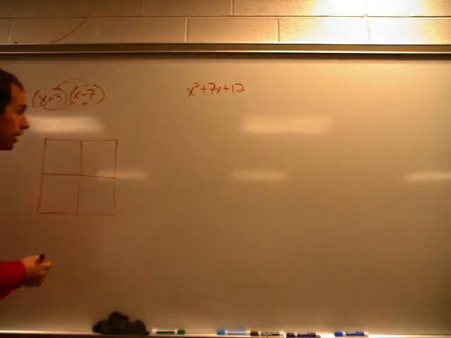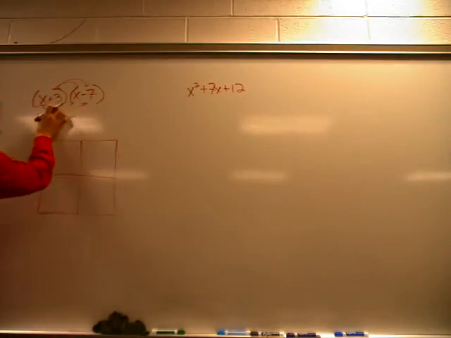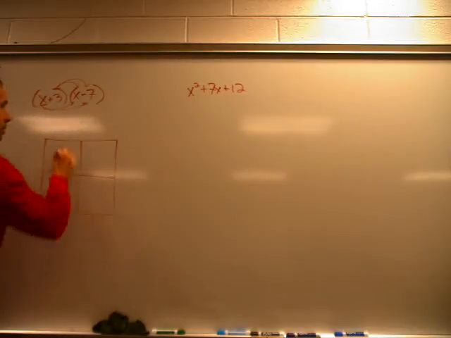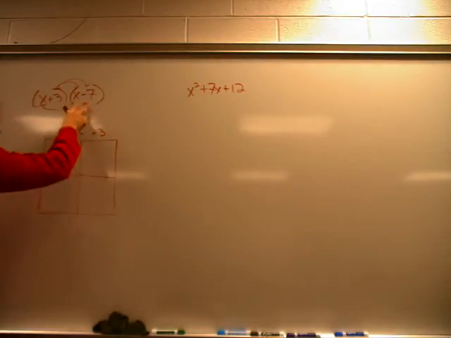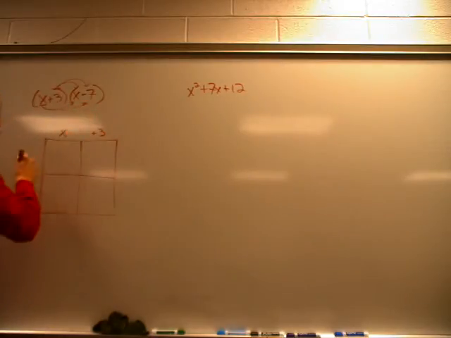Once you draw your box, you're going to break up the terms in each of these factors. So let's say x plus 3. We're going to break that up, so we have the first term, x, and the second term, plus 3. Then we're going to break up the terms in this factor on the left side. So we have x, and then minus 7.